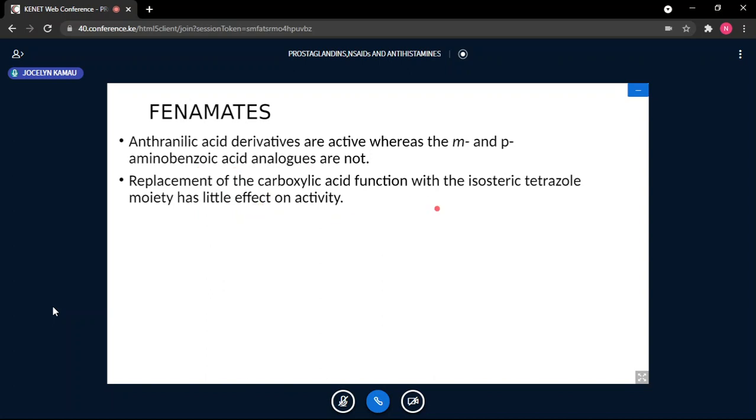Replacement of the carboxylic acid function with other isosteres, like the tetrazole moiety, has little effect on activity. In other words, you can replace the carboxylic acid with the tetrazole with retention of activity, but the tetrazole molecule is so complex. It doesn't give you any benefit, so why bother? So you leave the carboxylic group.